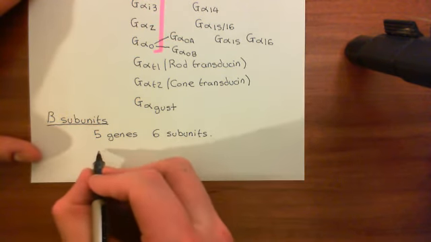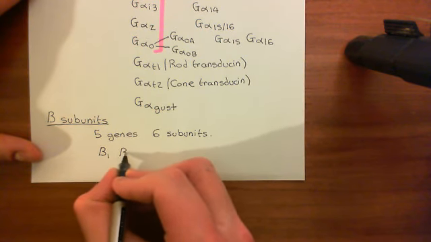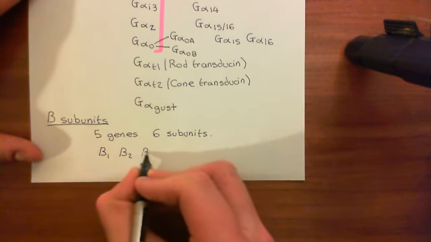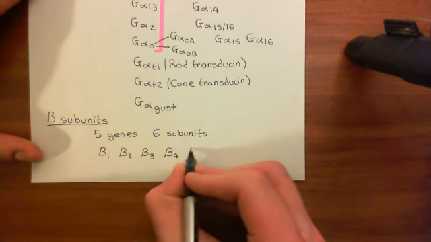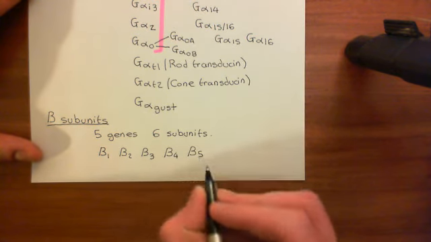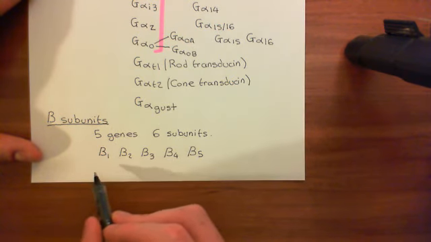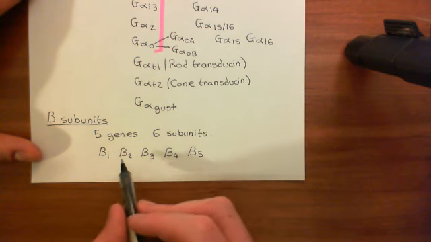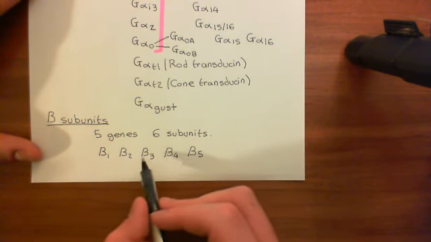So the 5 genes for beta subunits are called beta 1, beta 2, beta 3, beta 4, and beta 5. Now beta 1 gene produces one protein which is called the beta 1 subunit. Beta 2 produces one protein which is called the beta 2 subunit.